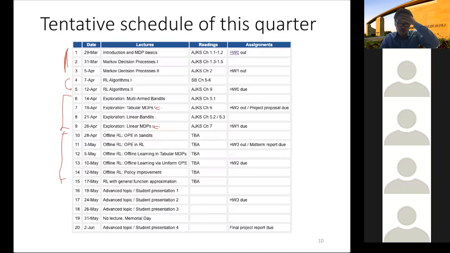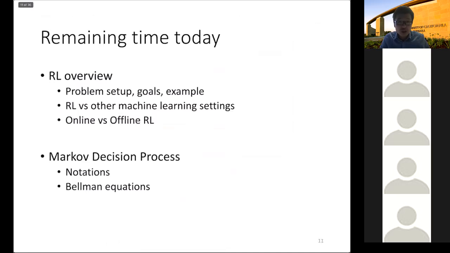Okay, maybe we should just move forward. In the remaining time today, I'm going to start the overview of reinforcement learning by talking about the problem setups, giving examples, and comparing and contrasting reinforcement learning with other machine learning settings and other related problems. I will also briefly talk about the motivation behind offline reinforcement learning, which is, I think, at least a third of the course. And once I finish the broad overview of reinforcement learning, I'll zoom into the mathematical model of reinforcement learning called Markov decision processes.